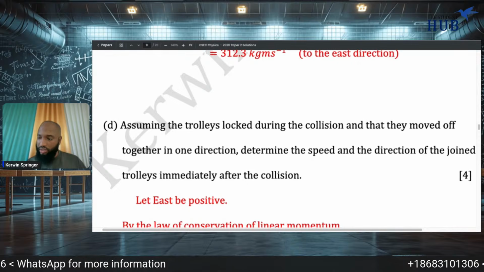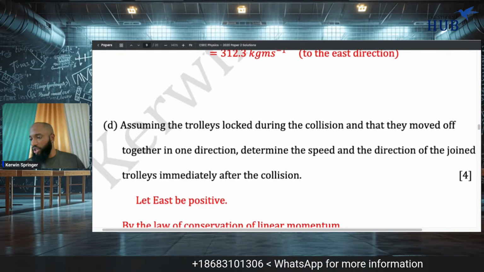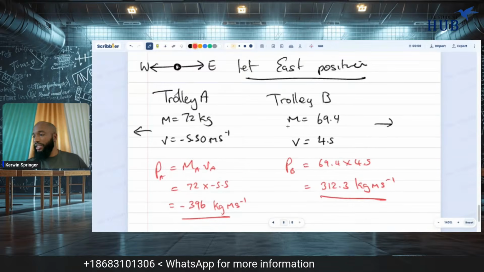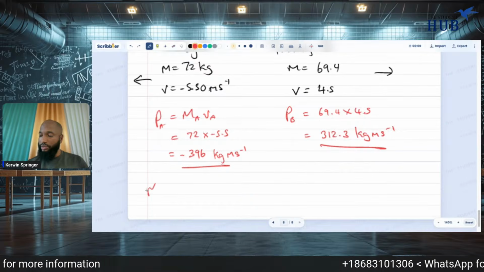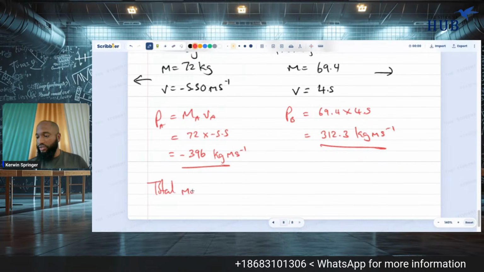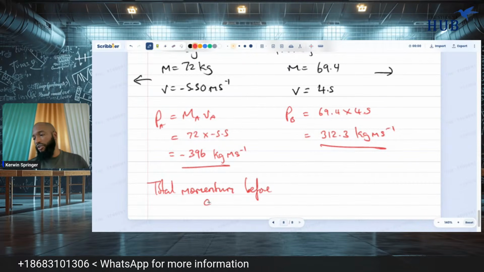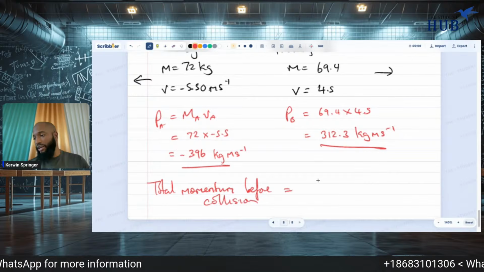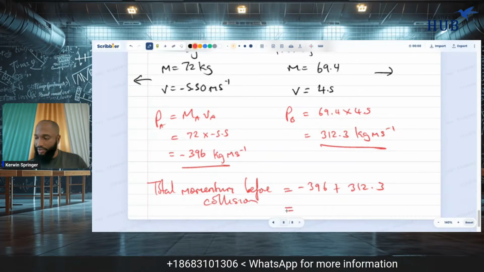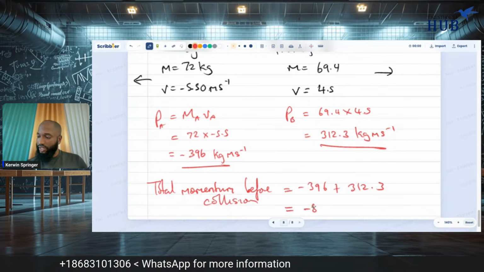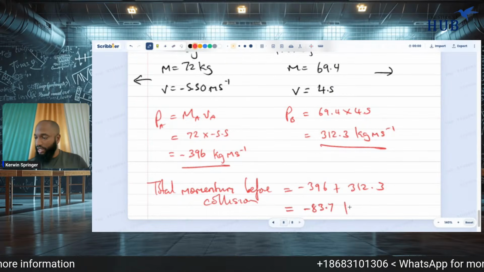Assuming the trolley is locked during the collision and then they move off, determine the speed and direction of the joint trolleys immediately after collision. So we could get how much momentum is in the system right now. What is the total momentum before collision? We just add the two together, right? Negative 396 plus 312.3 is negative 83.7 kilogram meters per second.